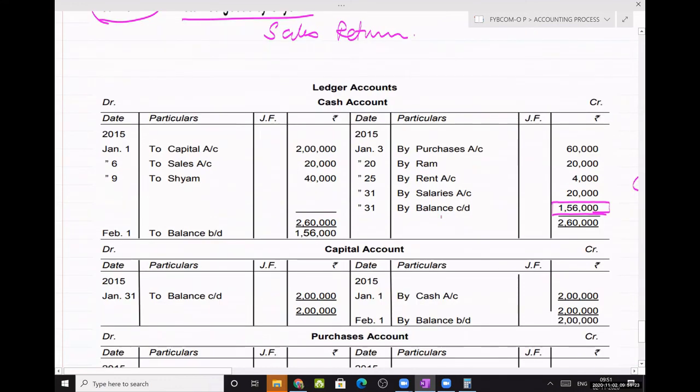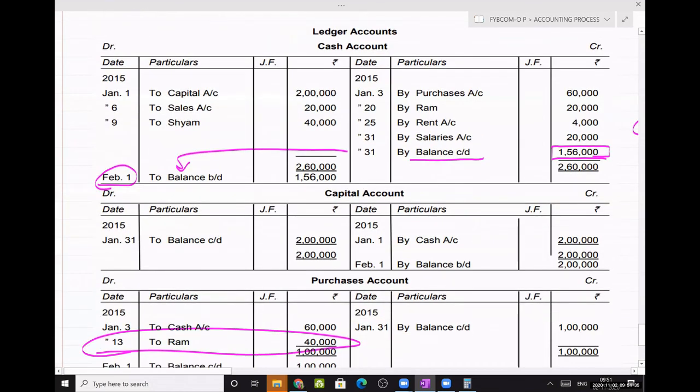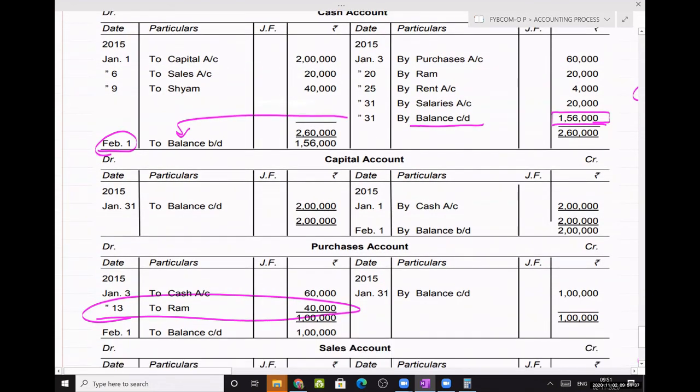Okay, so we call this closing balance, or we call it by balance carried down, which is carried forward in the next month. January khatam ho gaya, next is Feb. To balance brought down. Similarly for capital, credit side का total ज़्यादा है. Close the ledger, so you'll get a balance on the debit side. Balance carried down will become your balance brought down.